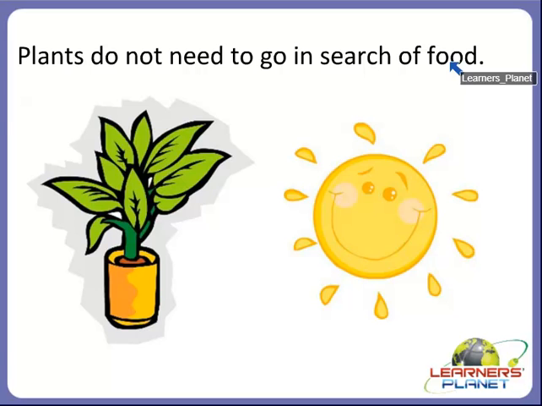Why? Because they make their own food in the presence of air, water, and sunlight. So children, always remember that a green plant makes its own food. So children, we can say that living things need food.